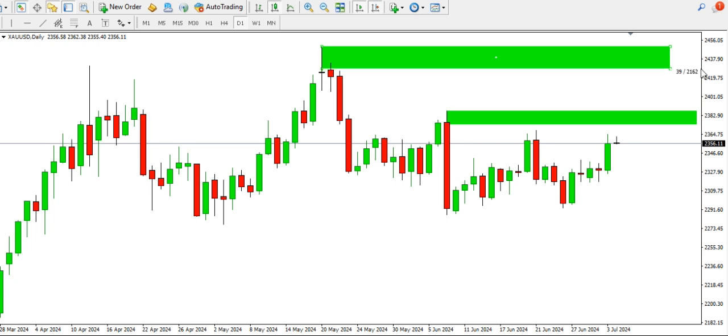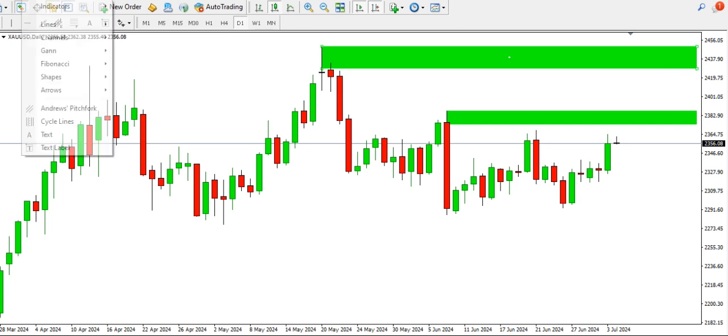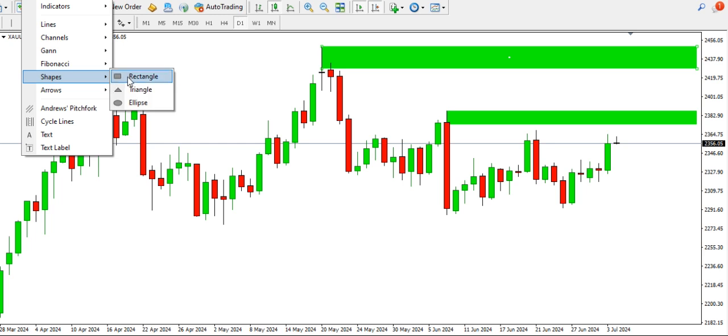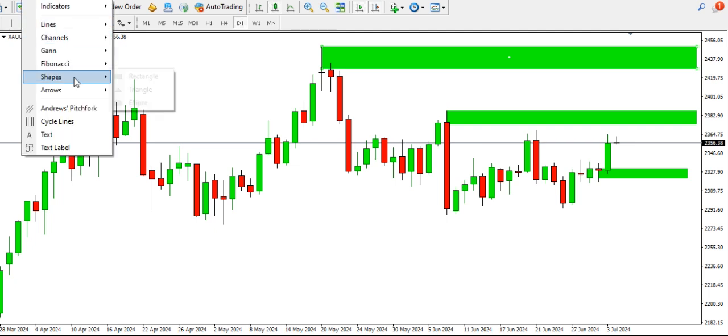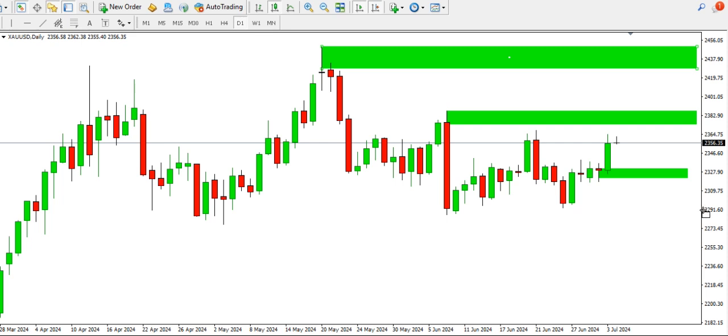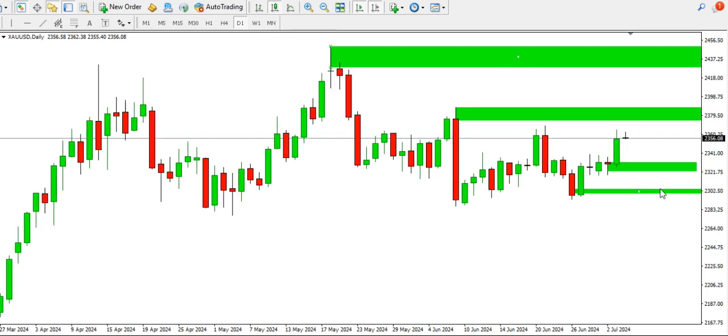Let's look at where we likely have buyers. All right, for the buyers, we have this particular order block here. Buyers will be stationed at 2330 level. Buyers will also be stationed here, on the daily time frame. Let's just say the psychological level, which is 2299 area. Buyers will be stationed there. Okay, buyers will be stationed here, buyers will be stationed here.